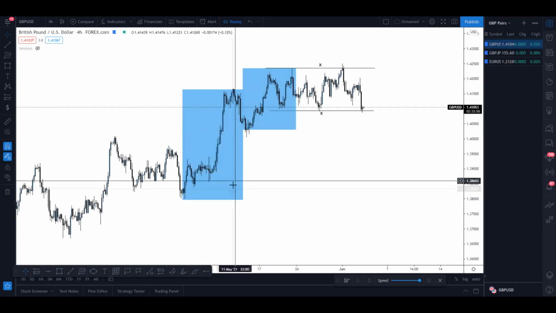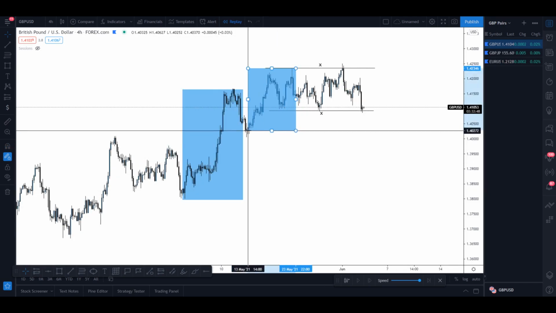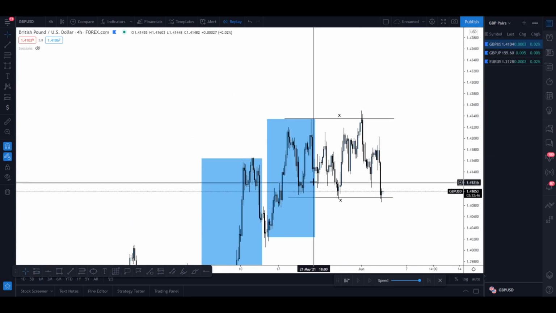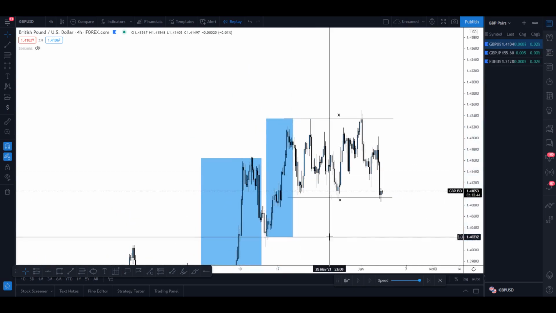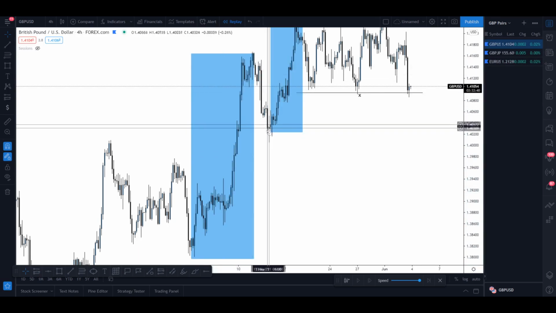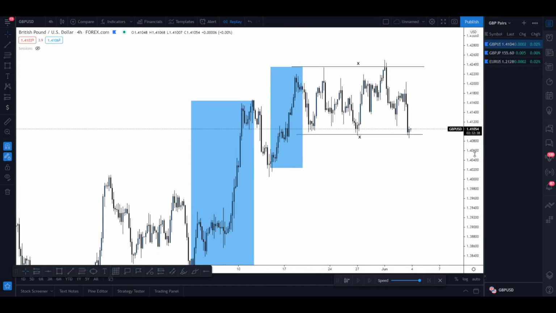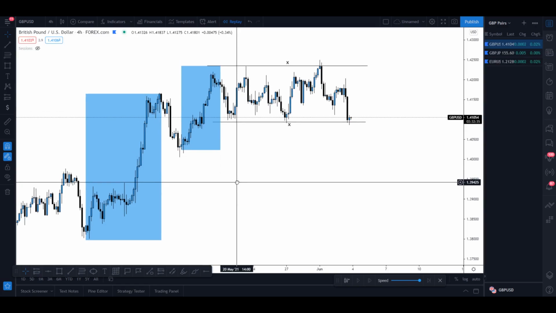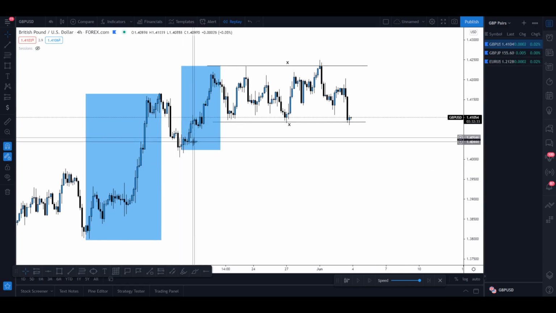But this is my first major expansion towards the upside, and then this is my second major expansion towards the upside. How do I know this? Well, look, price pushes up. We have that small retracement, and then we have that continuation. So what am I going to do at this point? Well, I'm going to investigate the beginning of my expansion.